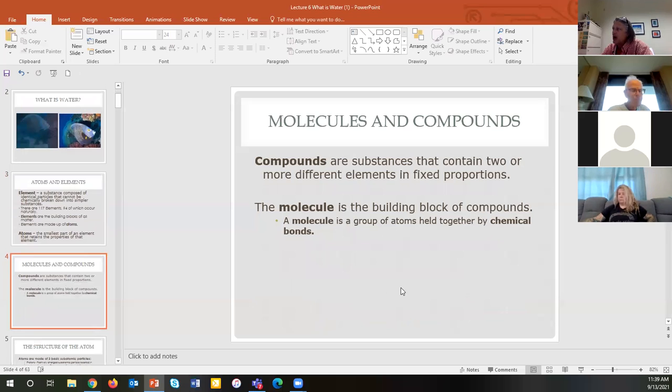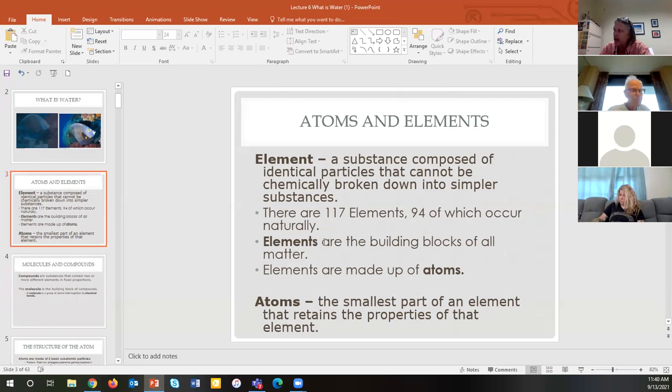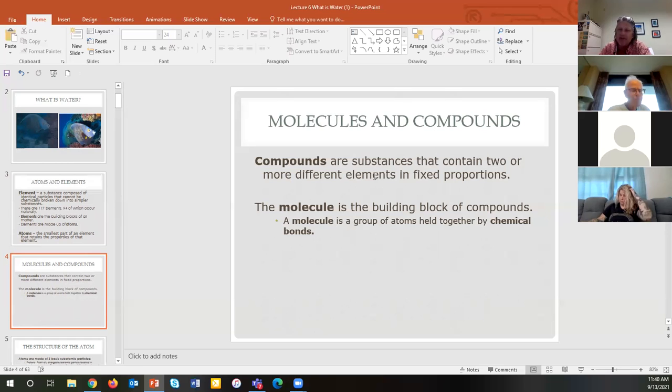So compounds are made of different atoms that are sharing or have transferred electrons. Then you become a compound because you're with something else. So the molecule is a group of that. A molecule is down to the molecular level, so H2O would be a molecule. And then a lot of H2Os would be the compound called water. So as an atom is the smallest part of an element, a molecule is the smallest part of a compound.